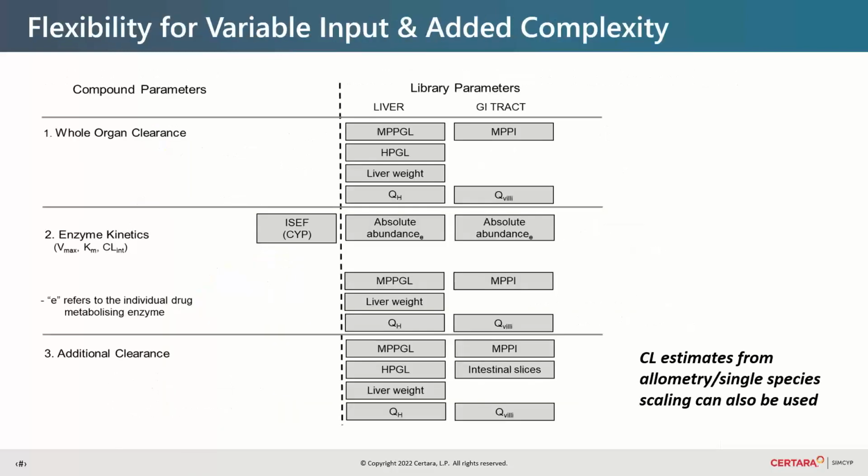There's a fair amount of flexibility for different inputs, and they're just shown on this slide. You can use microsomes, hepatocytes, or recombinant enzymes. You can use intrinsic clearance. You can use Vmax if you have metabolite formation data. So there's quite a lot of different flexibility.